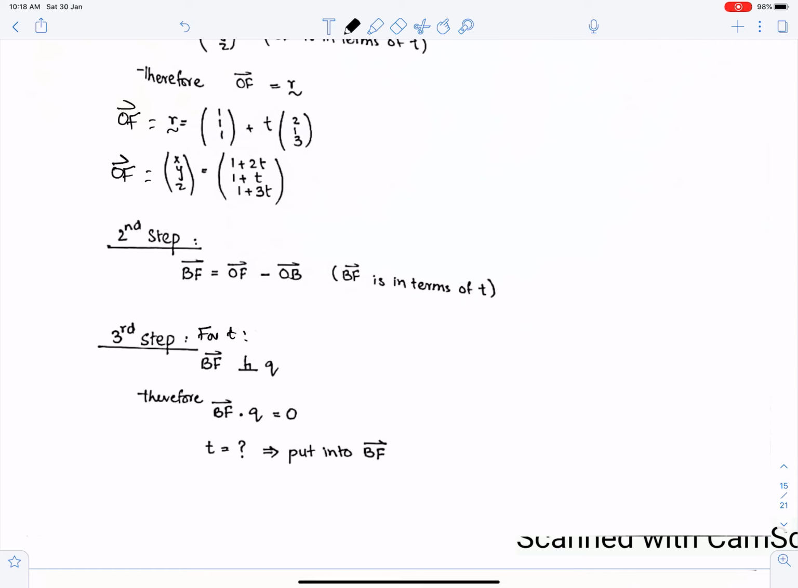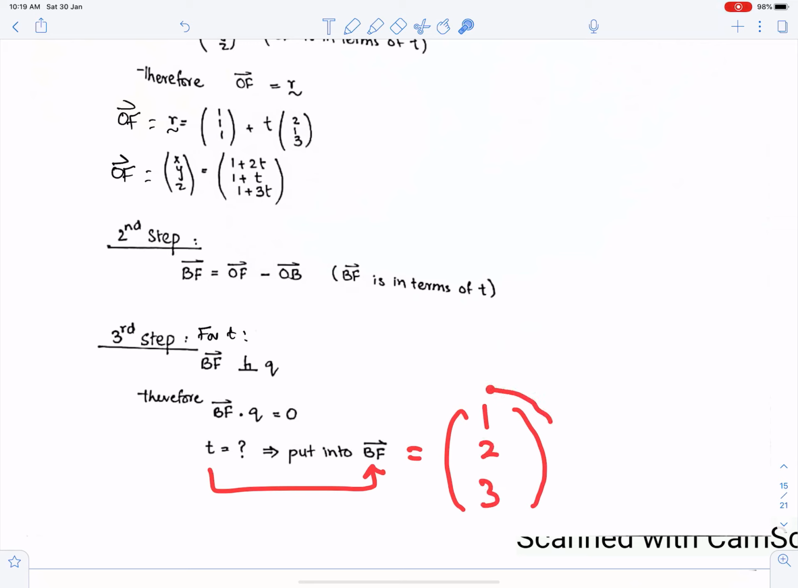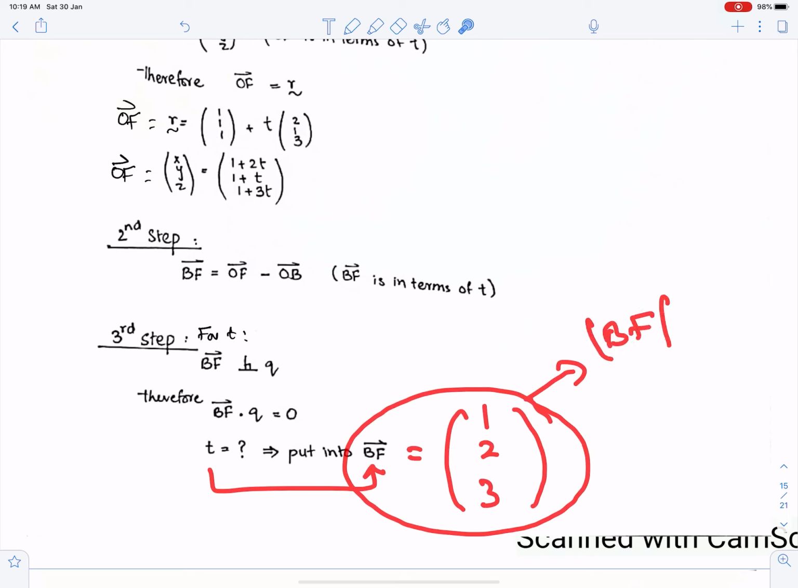So for T, take the dot product of these two vectors. Since these two vectors are perpendicular, therefore their dot product is 0. And with the help of this, you can get the value of T. Once you get the value of T, substitute T back into BF. Then you will get BF in the known form. Let's suppose 1, 2, 3. And after getting vector BF in this form, just find its magnitude. And this would be the answer.